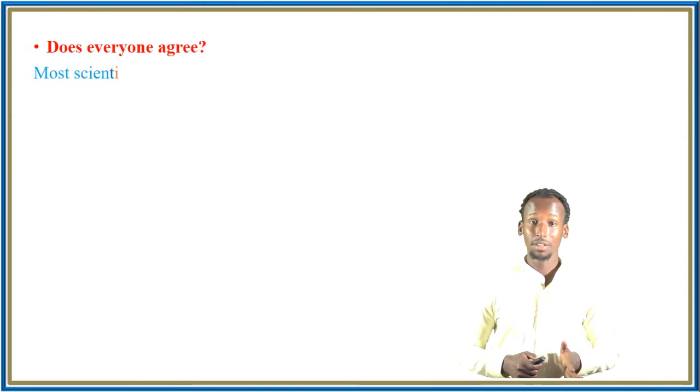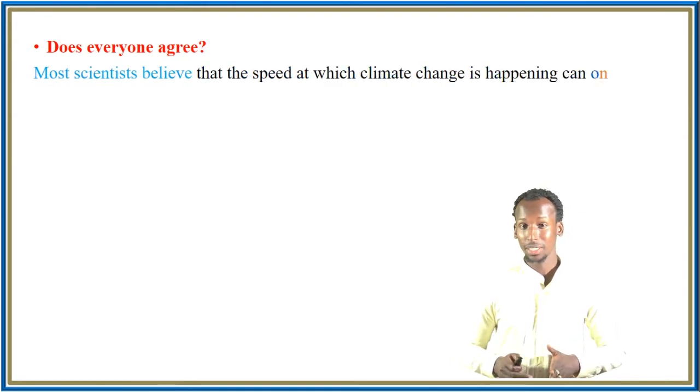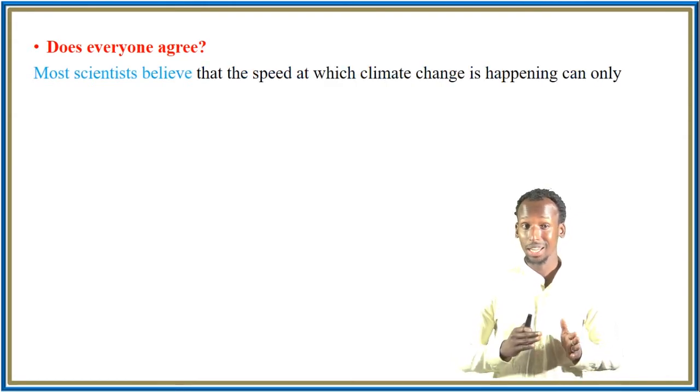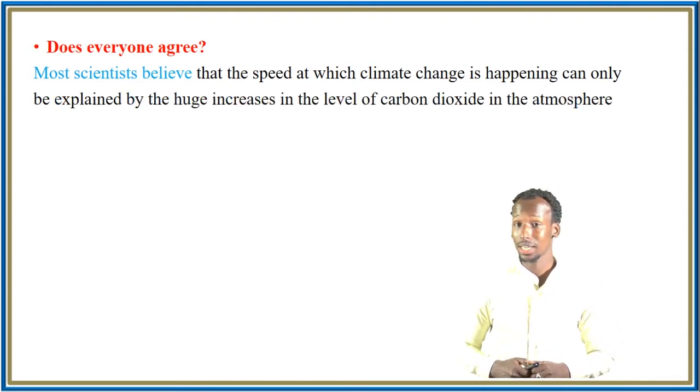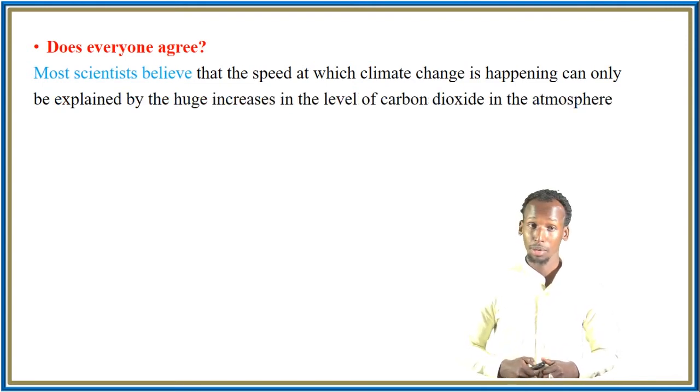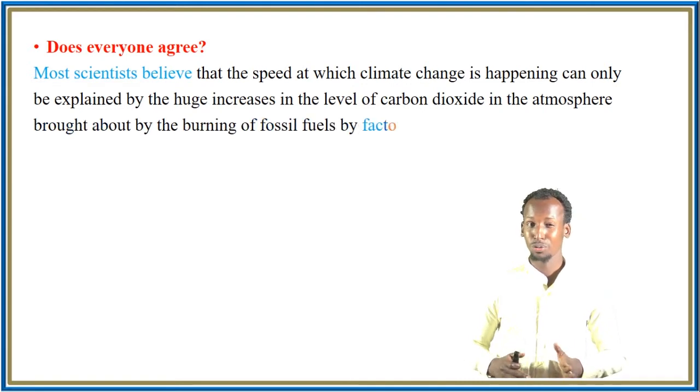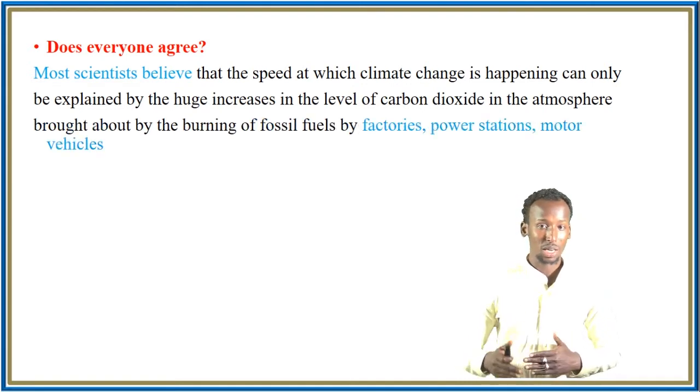Most scientists believe that the speed at which climate change is happening can be explained by the huge increase in the level of carbon dioxide in the atmosphere, brought about by the burning of fossil fuels, factories, power stations, motor vehicles, and so on.